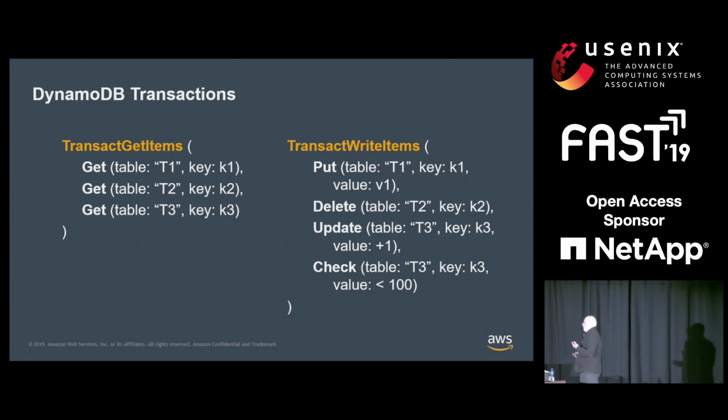So the 2 types of calls I said are TransactGetItems, which allows you to take a bunch of get operations and package them together. Those get operations could be on arbitrary items in arbitrary tables, and we read from a consistent snapshot. These reads are serialized with respect to other transactions in the system.